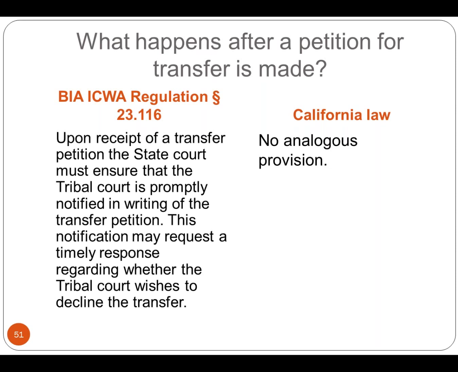Now, if it's the tribe that is petitioning for transfer, well, obviously the tribe is probably aware of the transfer petition. But if it's a parent or an Indian custodian, you'll want to make sure that the tribe is aware of this.